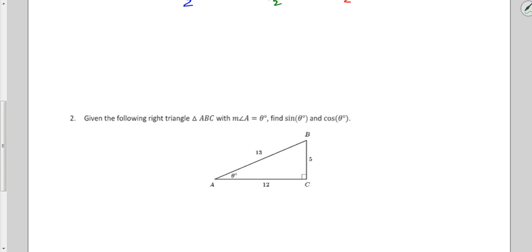Now, you should have calculator practice here.